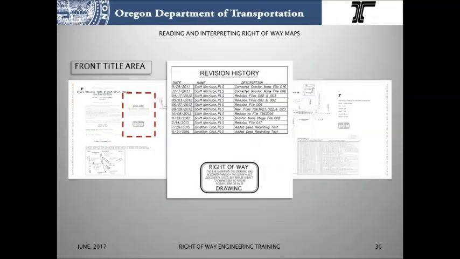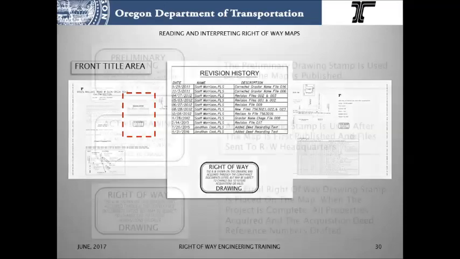Okay, there's a little area that shows the revision history of the map. It's mostly a table format now. Earlier we would just draft our names, penciling in on the older maps, and who did the revision and a short description of what that revision entailed. And you will see in this area a status stamp showing what the status of this map is.